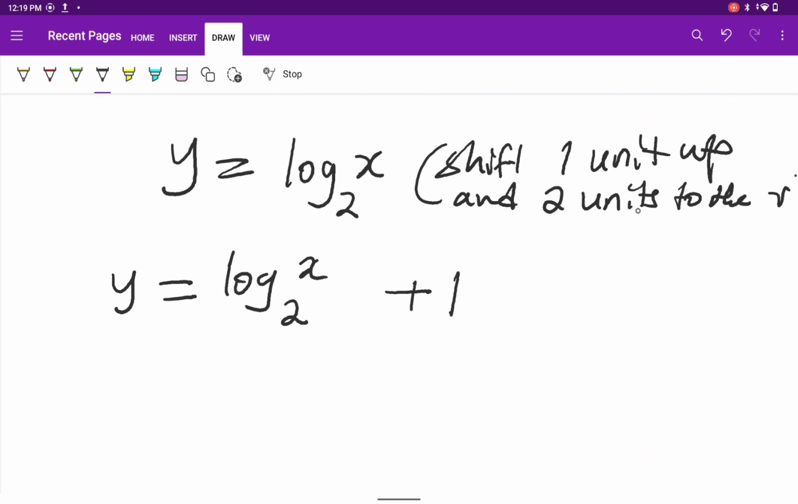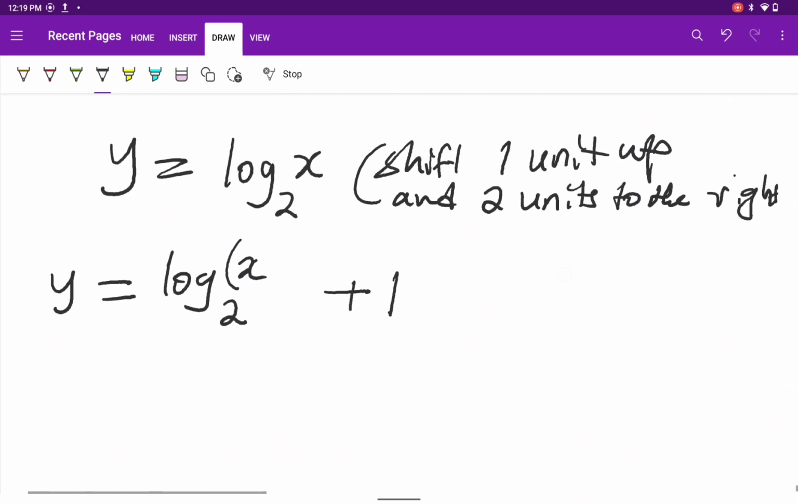Left and right, we do it on the x-axis, so we will do it here. Let's put it inside the bracket to show that it's one thing. To the left we add, to the right we subtract. They said we must go to the right, so we will subtract 2. This will be the new function. That's how we do translation.